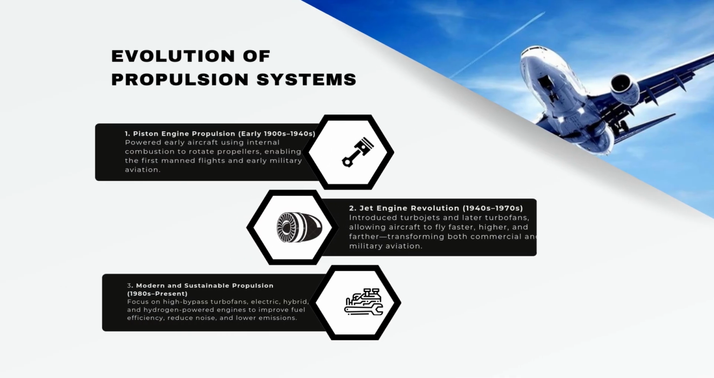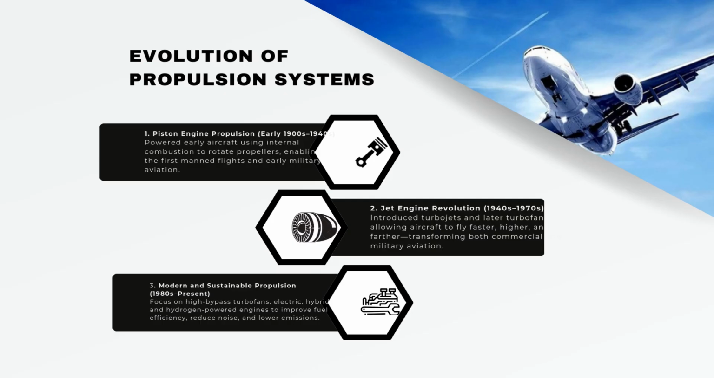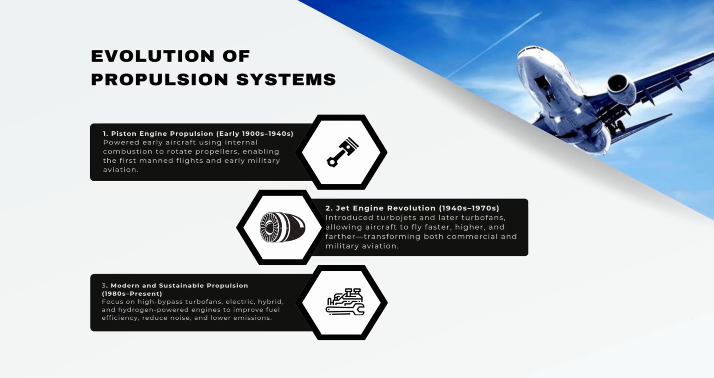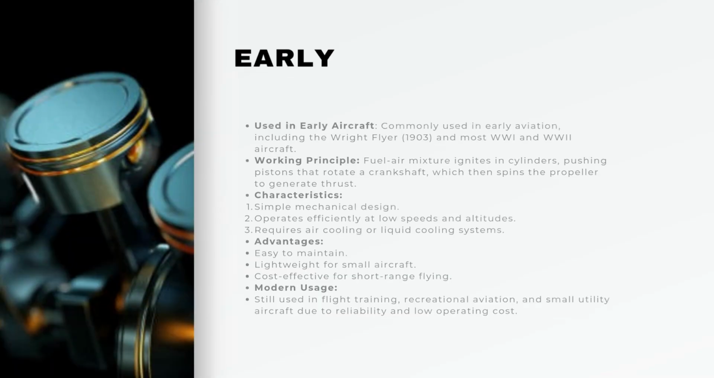Evolution of propulsion systems. Aircraft propulsion has also come a long way. It began with piston engines in the early 1900s, followed by jet engines in the 1940s, and now we're focusing on green and smart propulsion systems.